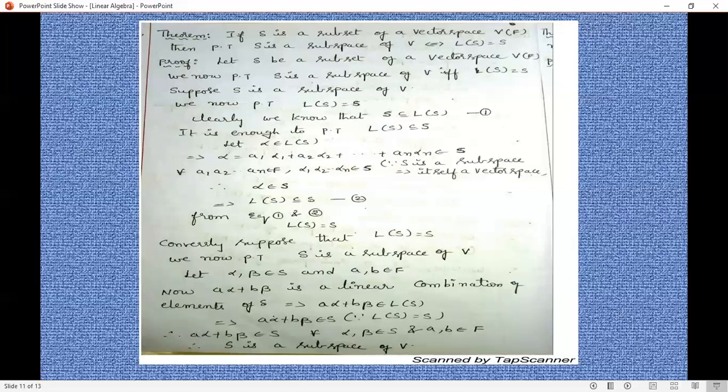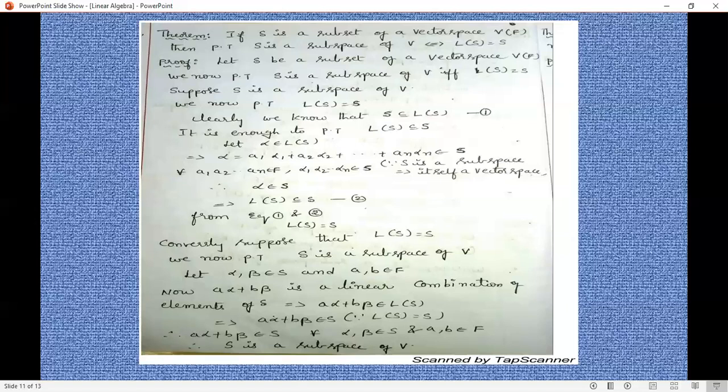F. Now A alpha plus B beta is a linear combination of elements of S. Observe that alpha, beta belongs to S and A, B belongs to F implies A alpha plus B beta belongs to what? L of S, because L of S is the linear span of alpha and beta. Okay, so this implies A alpha plus B beta belongs to S, because we are taking L of S equals S. Therefore, A alpha plus B beta belongs to S for all alpha, beta belongs to S and A, B belongs to F. Therefore, S is a subspace of V.